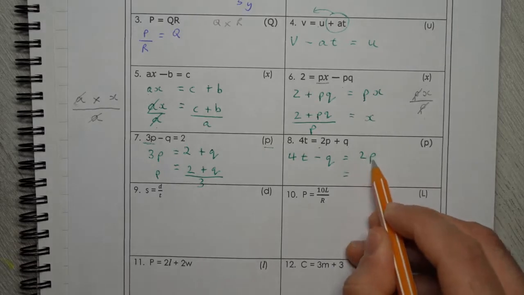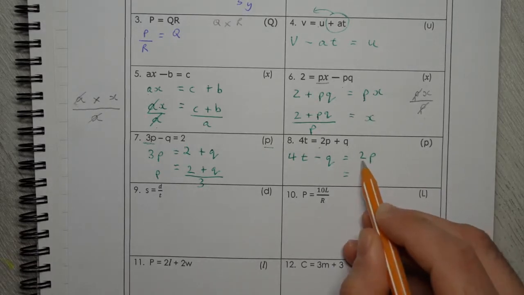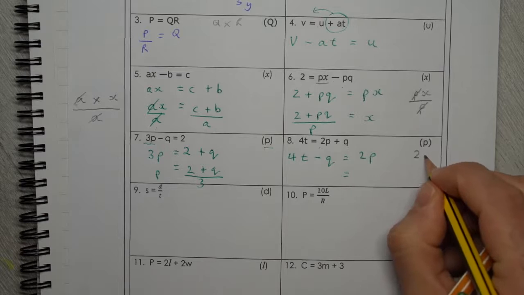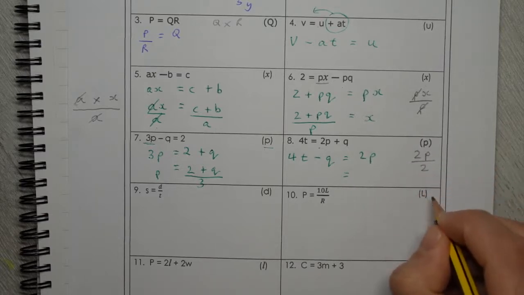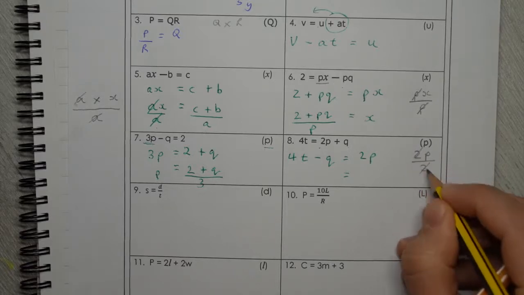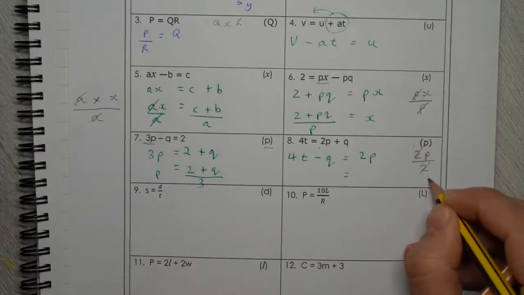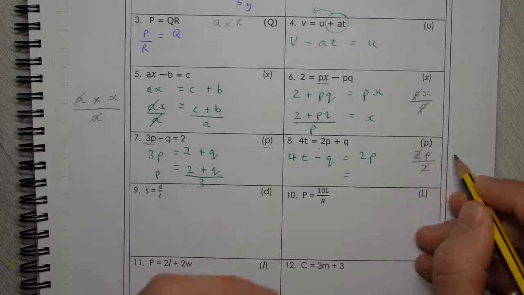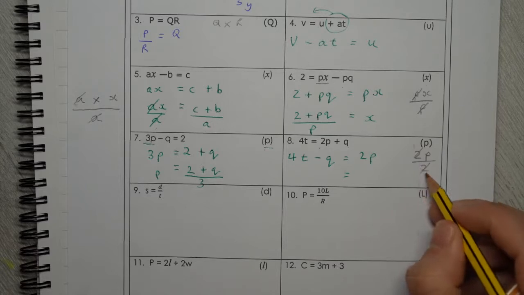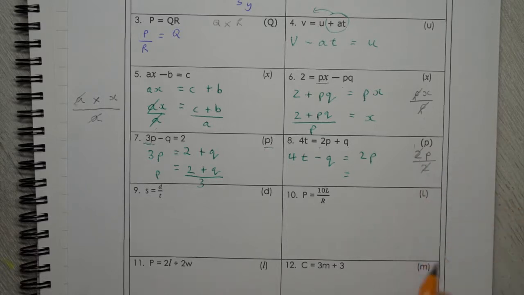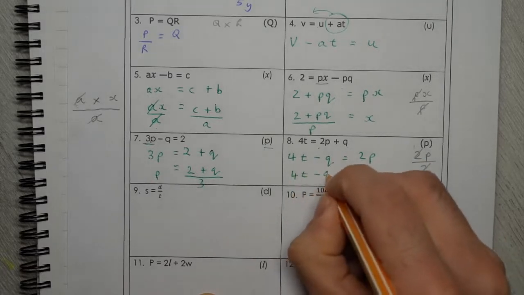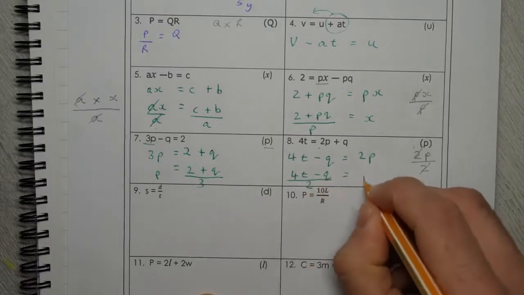We have 2 times p. So to eliminate the 2 with the p, we must divide by 2. So we have 2p. If we divide by 2, we're going to eliminate because they cancel each other. 2 divided by 2 is 1 and 1 times p is p, and all over 1 is nothing, so it just remains p. So that's why we are dividing by 2 to eliminate this 2. But what we do on this side, we have to do also on this side. So 4t minus q all over 2 is equal to p.